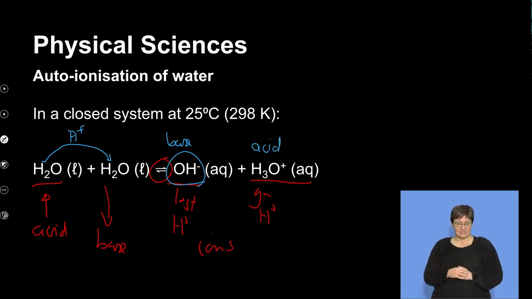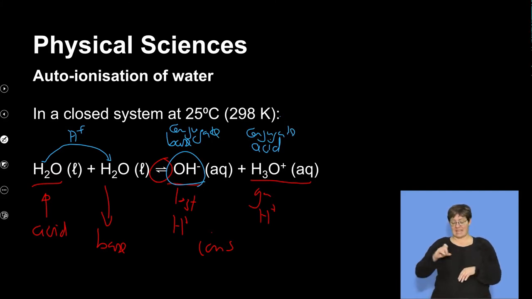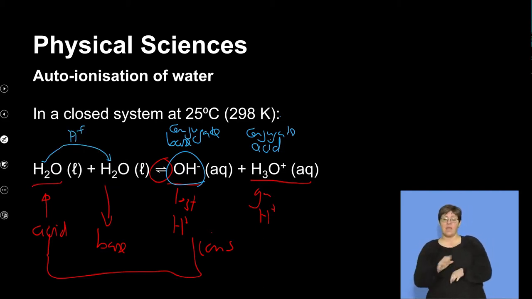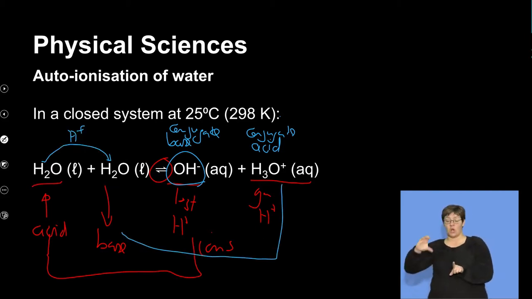And there's a fancy name for this. In the reverse reaction, we call them conjugate. So that's the conjugate base, and that's the conjugate acid. And they form a pair. So what we need to recognize here is that the acid and the conjugate base form a pair. And here's the other pair. The base and the conjugate acid form a pair.